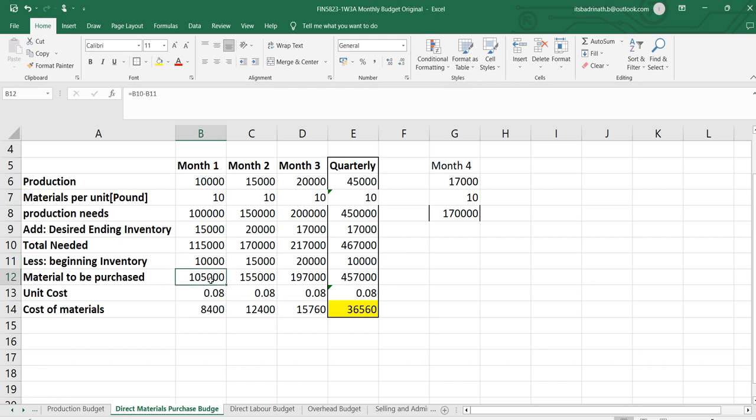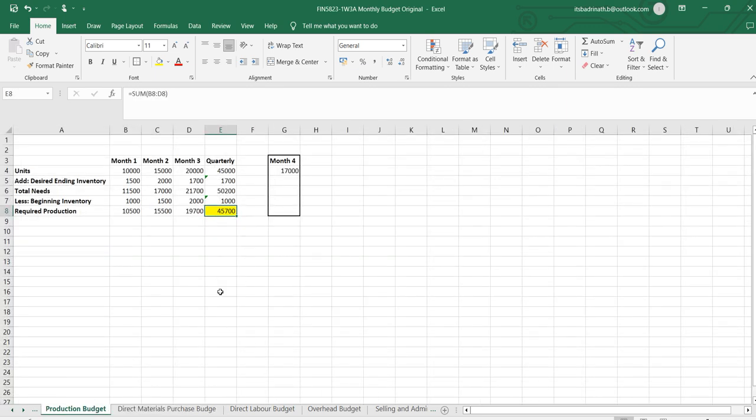So based on these values, we calculated the material cost. Each material unit costs 0.08. When we multiply the total number of material units by the material cost, we get the actual material cost. So 36,560 will be the total material cost for the quarter to produce these number of units.